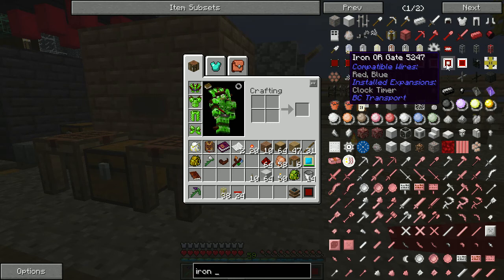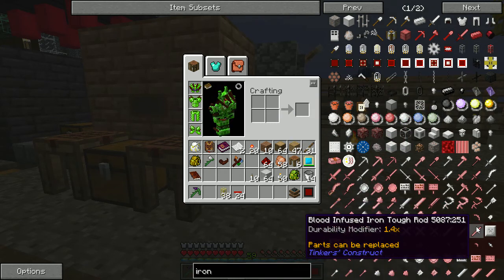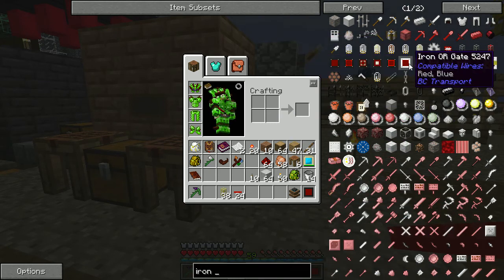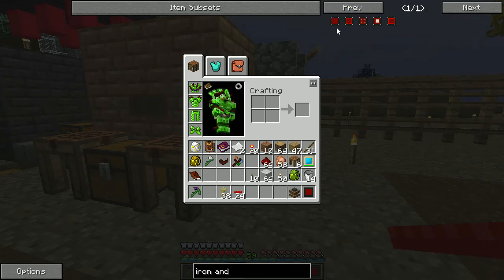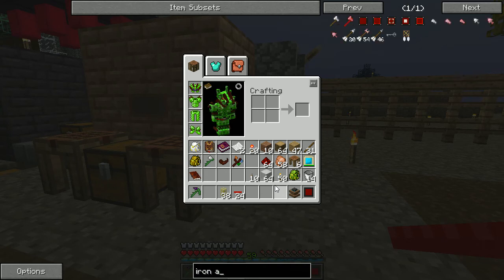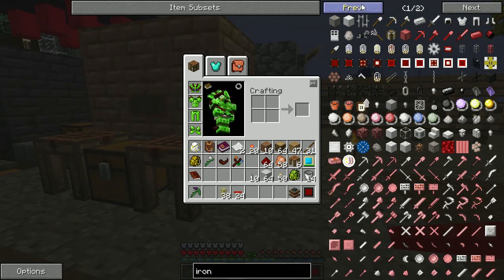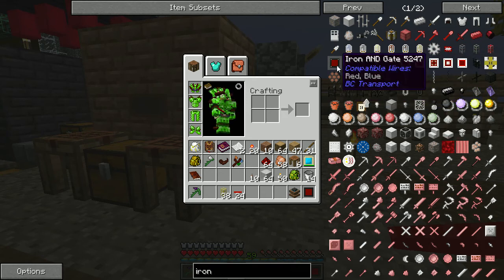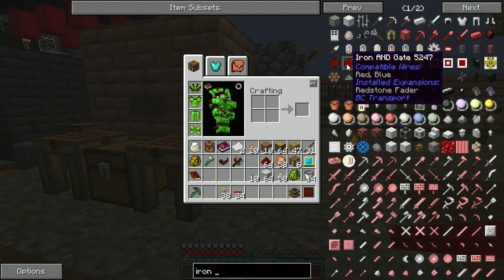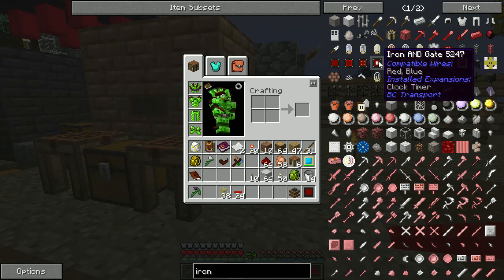Is there an AND right here? No, where's the AND? Let's see, iron. Let's do iron AND. Iron AND gate. Oh, they were there. They're just not iron looking, are they? Isn't this them? Yeah, iron AND gate. And it looks like, I think, let's see, is this the basic? Red and blue, red and blue, red and blue.